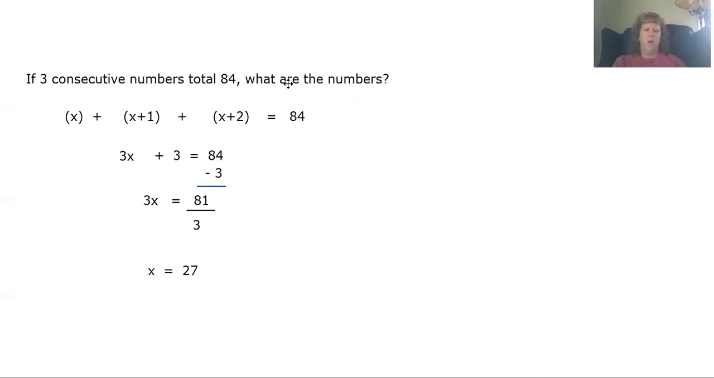And if you were unsure about your answers, you could add them up. So here it says, what are the numbers? So our numbers were starting with 27. So we had 27, 28, and 29. And if you had added those 3 up, they would have equaled 84.